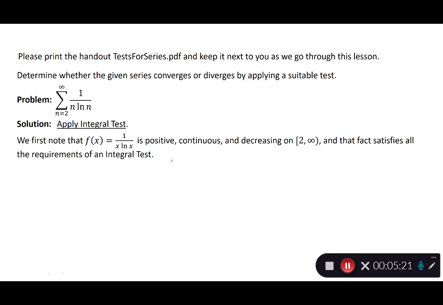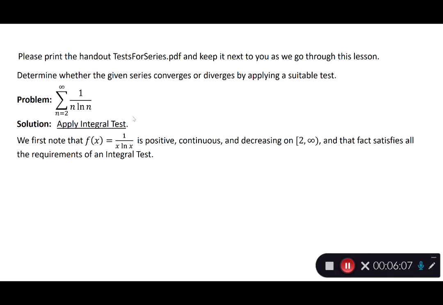The next thing is, if you look at the test, it says suppose f is continuous, positive, decreasing on 1 to infinity. But here we are going from n equals 2 to infinity. How come n is not equal to 1? That's because natural log of 1 is 0 and you do not want a 0 in the denominator. So this f of n would be undefined for n equals 1, and so we are safely starting at n equals 2. Cool? Okay. We first note that f of x is 1 over x natural log of x. Is it positive on 2 to infinity?